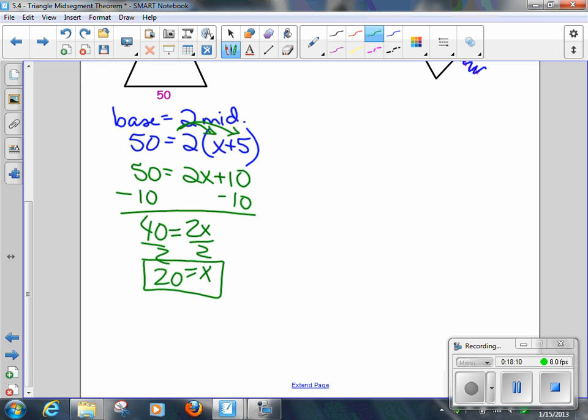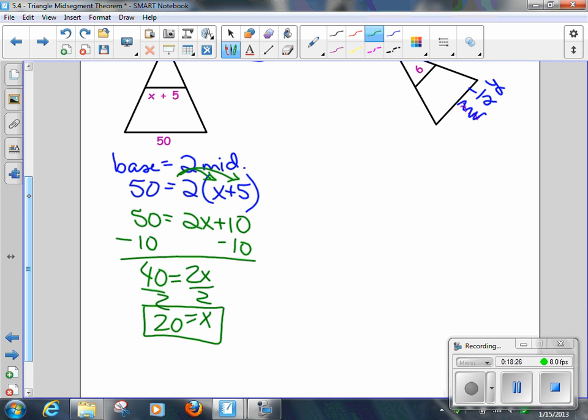We cool with this? Did you get 20? That's all I care about. Hey, if you don't do it that way, that's fine. As long as you get 20 as your final answer, that is totally fine. Because, did you do this? If the base is 50, think. What's the midsegment? 25. So can I also say x plus 5 is equal to 25, subtract 5, and we got 20?